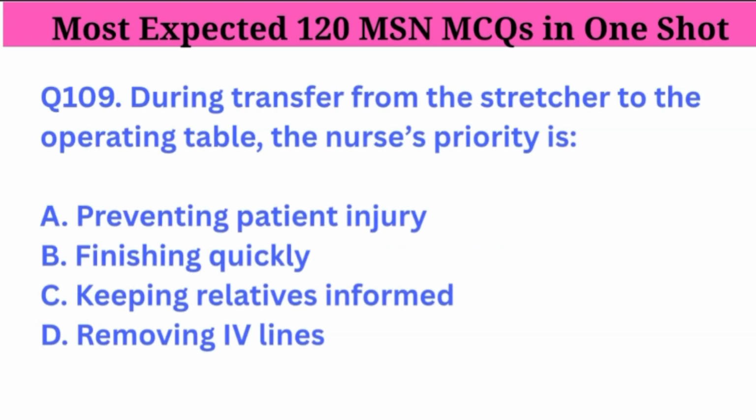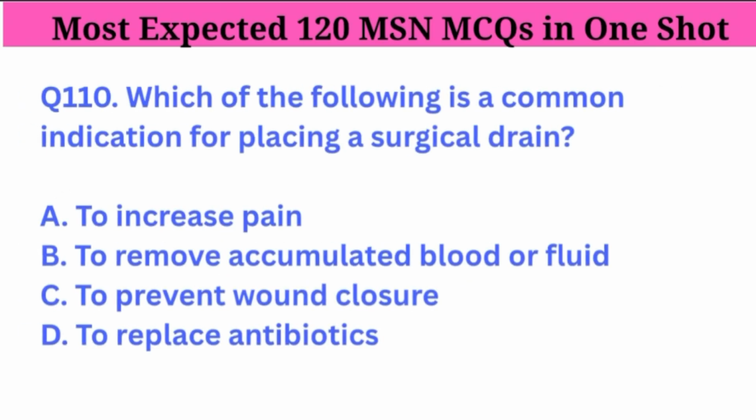During transfer from the stretcher to the operating table, the nurse's priority is. The correct answer is option A, preventing patient injury. Which of the following is a common indication for placing a surgical drain? Your correct answer is option B, to remove accumulated blood or fluid.